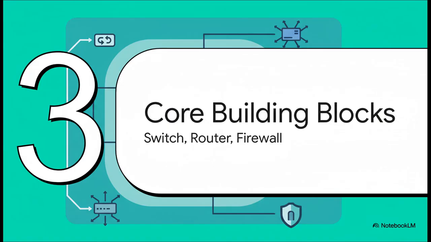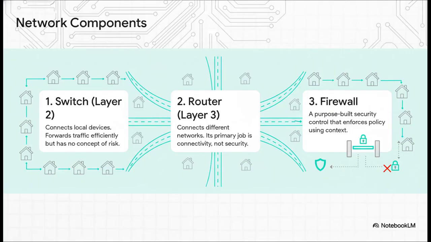All right, with that model in our back pocket, let's look at the actual building blocks. Just about every network out there, big or small, is built using 3 key pieces of hardware. And for you, understanding what each one does and what it doesn't do is absolutely critical. Let's use a simple analogy here. Think of a switch. It's like the local neighborhood streets connecting all the houses right next to each other. The router, that's the highway system that connects different neighborhoods together. And the firewall, well, that's the security checkpoint on that highway.